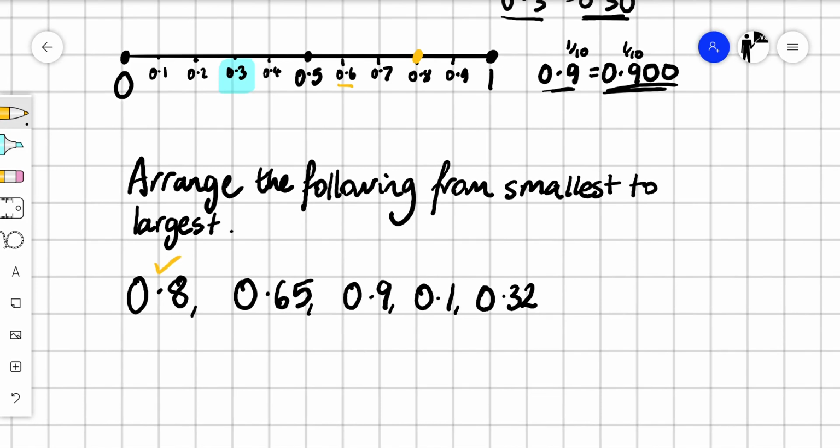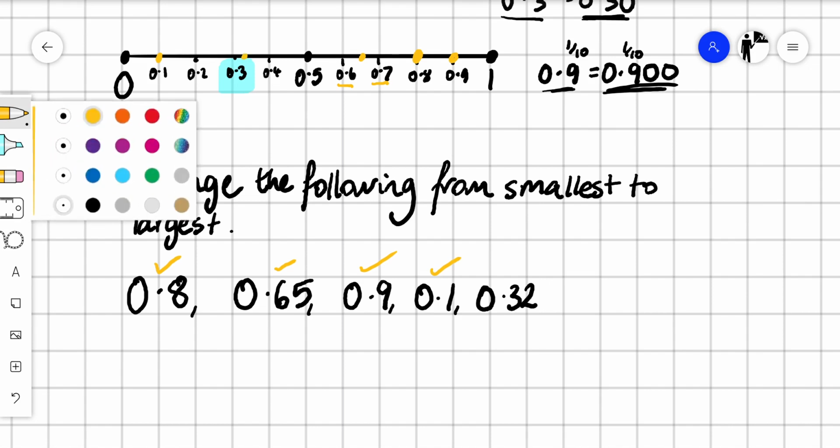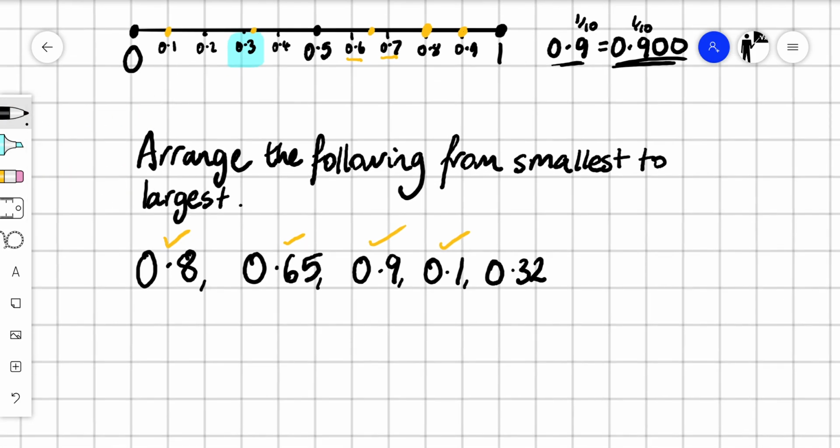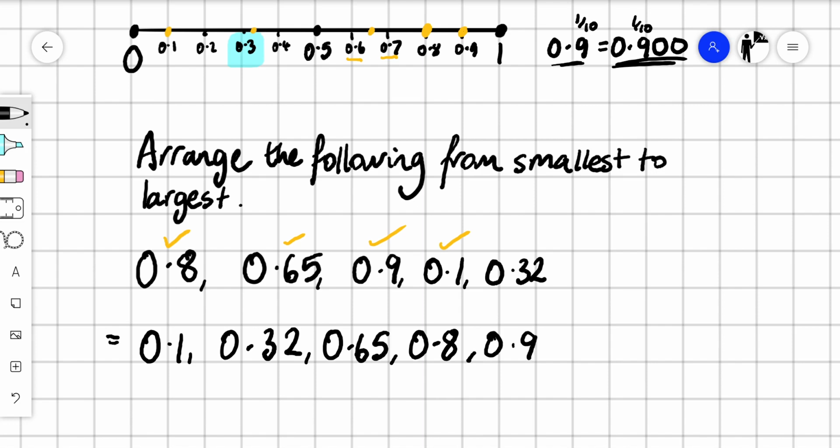0.65, well here's 0.6 and 0.7, so 0.65 is going to be in the middle. 0.9 is over here. 0.1 is here. And then 0.32 is going to be in between 0.3 and 0.4. It'll be somewhere here. So that should hopefully help us identify where they are on the number line. If we want to write them in order, we're going to have 0.1, 0.32, 0.65, 0.8, and 0.9.